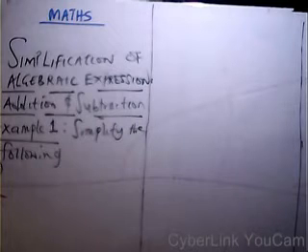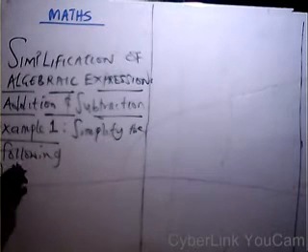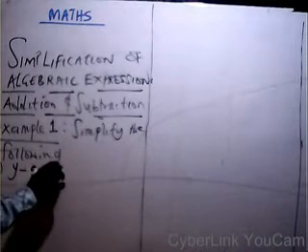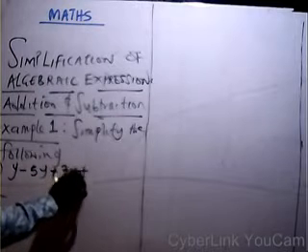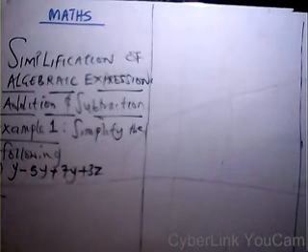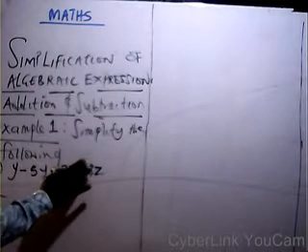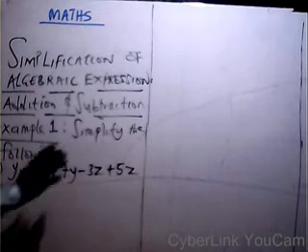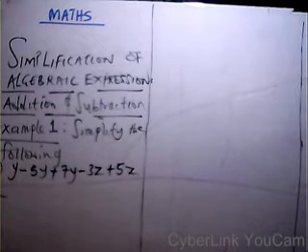For the first example, we are to simplify the following: y minus 5y plus 7y minus 3z and plus 5z. We are to simplify this expression.